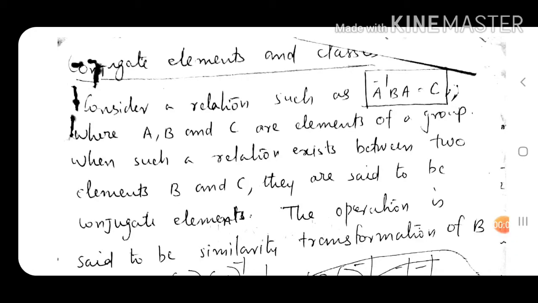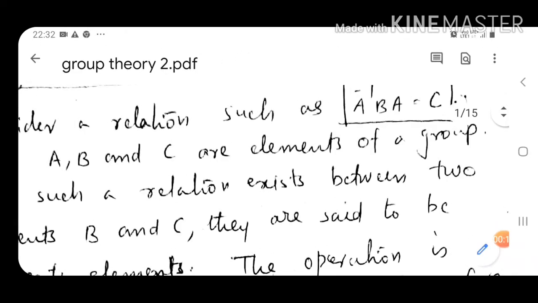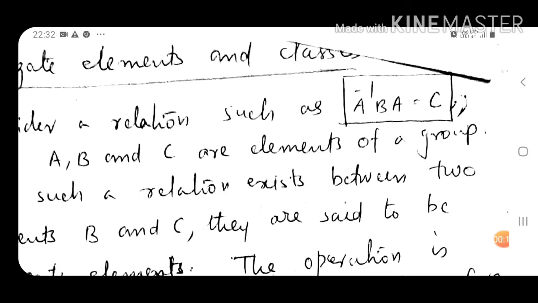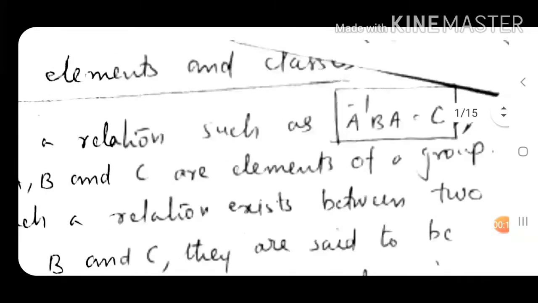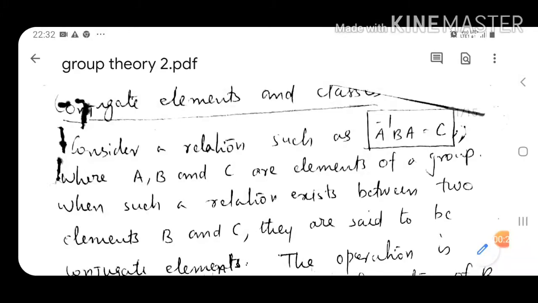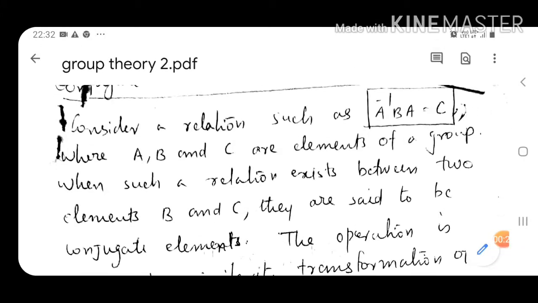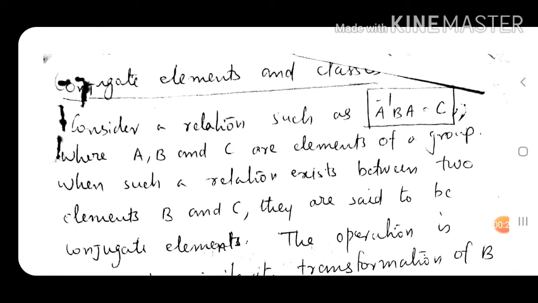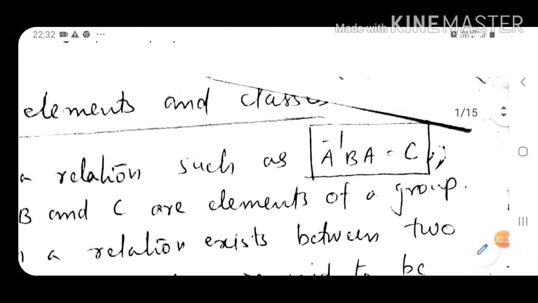We now discuss conjugate elements and classes in a group. So consider a relation such as A inverse BA equal to C. A, B and C are elements of a group, and such a relation exists between two elements B and C: A inverse BA equal to C.